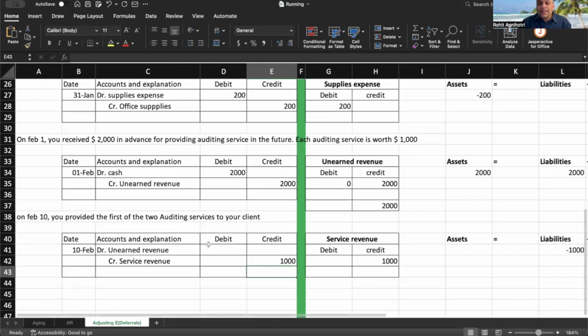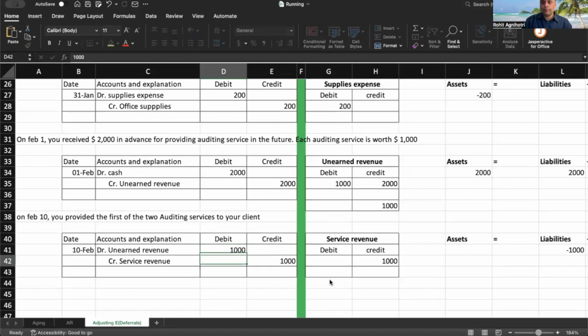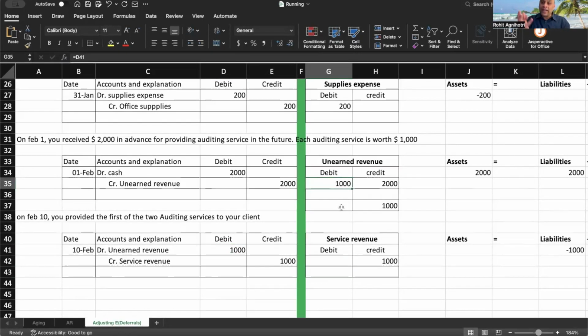Now, where did this $1,000 come from? Obviously, the customer has not paid you now. The customer paid you from before. And that money was recorded in your liability account of unearned revenue. So this is where that money is going to come from. So let's see what happens. So debit unearned revenue. You will see the debit entry here. This is the money that you have used now because the first service you have provided is worth $1,000, so the balance of your unearned revenue account is now $1,000.